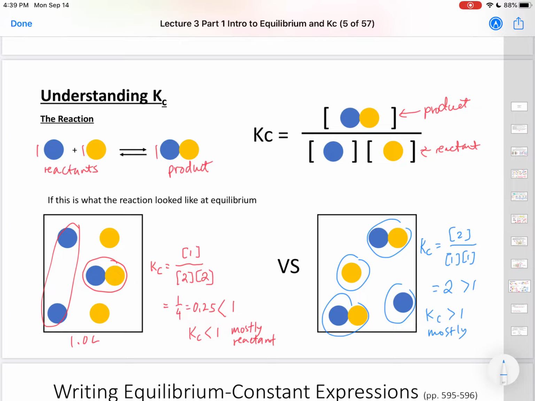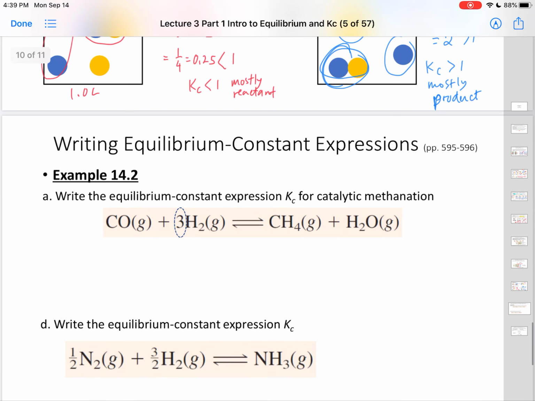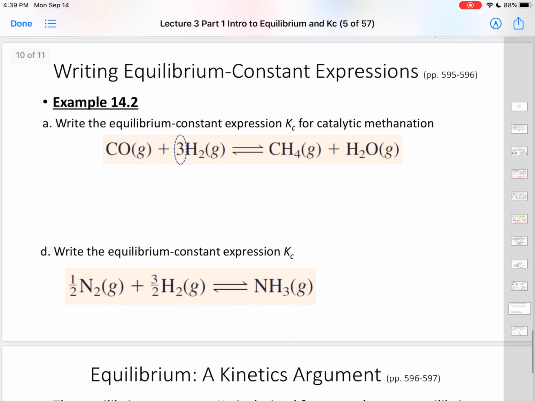And it's mostly product. Okay? Is that true? Yeah, it is, because look, mostly this stuff, okay, so it is mostly product. Okay? So this is a pictorial representation of literally what we just said mathematically and on how to calculate Kc. All right. So let's just practice writing some equilibrium constant expressions for Kc.